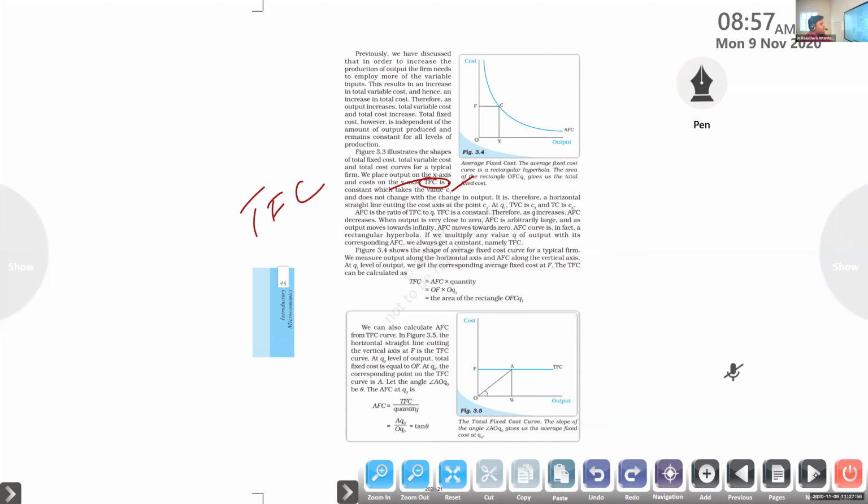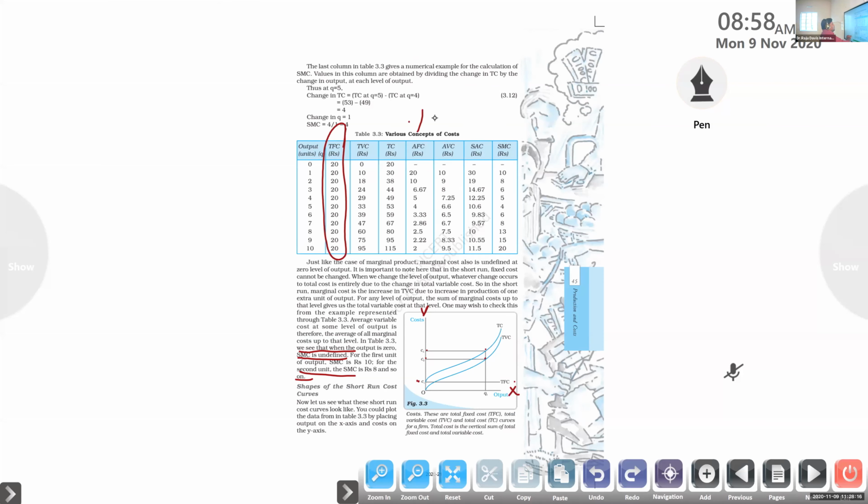Therefore, as Q increases, average fixed cost decreases. So this is another important factor for us. Quantity increasing, average fixed cost will decrease. So come to this. Quantity increasing, average fixed cost is going down, it is decreasing. Is that correct or not? Here quantity is increasing, but AFC, average fixed cost, is decreasing.